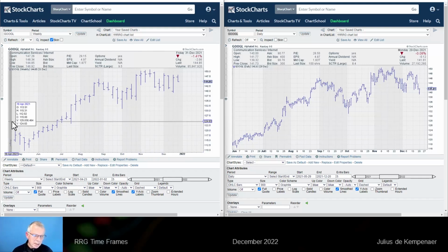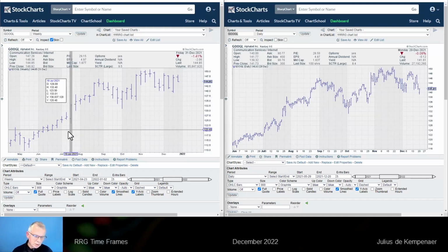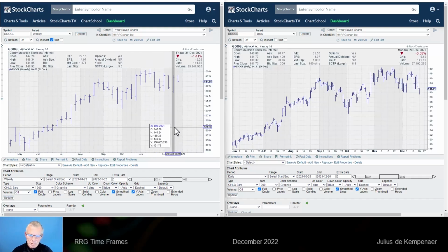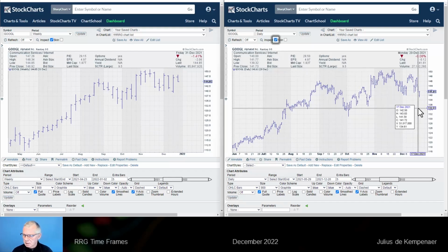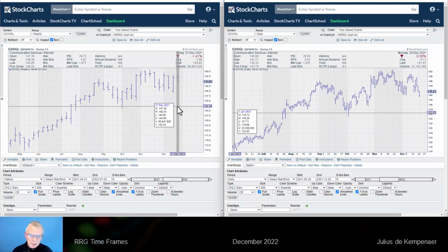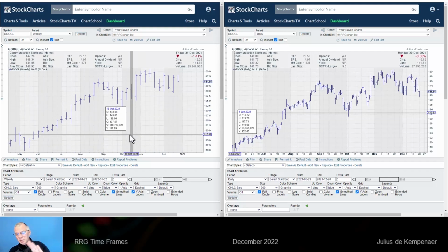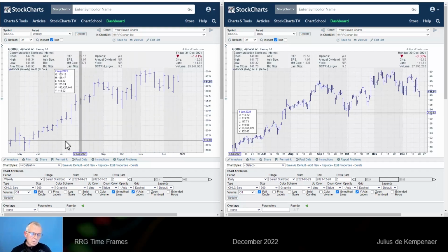So here is May, April, so June starts here, and then it goes until the end of 2022, which is right here. So here is December 2021, sorry, 2021, and here is December 2021. So it's the same time frame, same time period, same time span.